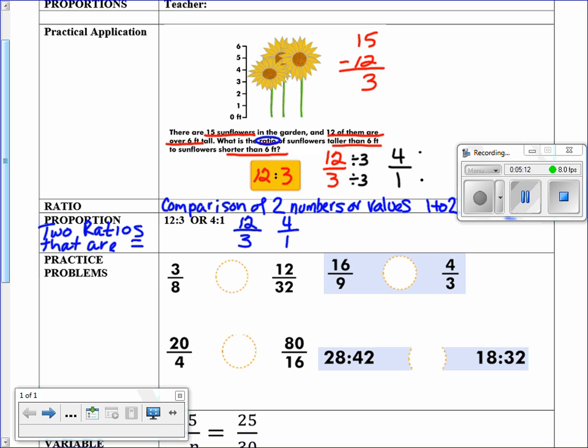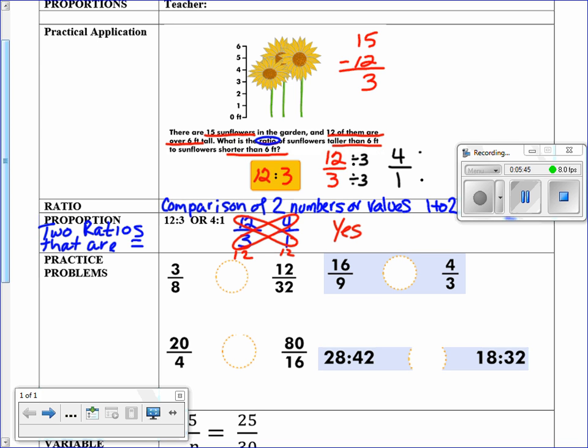Now what we need to do is test and determine whether or not these are proportional. The way that we do this is we cross multiply. I'm going to say 3 times 4, and I get 12. And then 12 times 1, I get 12, okay? I just multiplied going diagonally. Since 12 equals 12, I would say yes, these two ratios are proportional, okay? That's what I'm trying to figure out. Are these two ratios proportional?